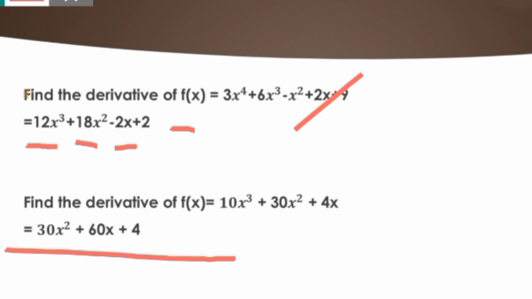So that is the basic equation, or basic rule, in finding the derivative.